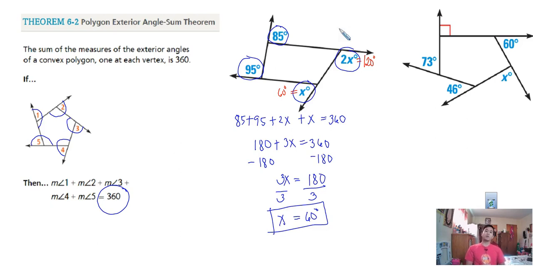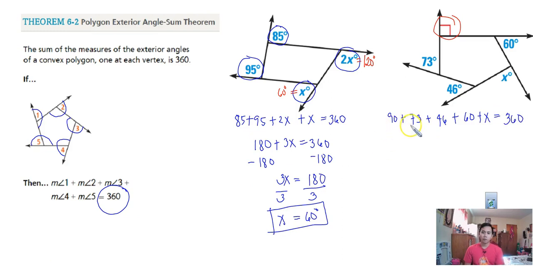Okay, the next one is this example. Let's find the value of x. I'll just add everything. Take note, this symbol means that it is a 90-degree angle. It's a right angle. So I'll start with that. 90 plus 73 plus 46 plus 60 plus x is equal to 360. So you add all together.